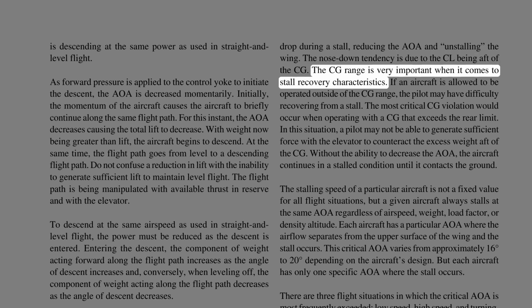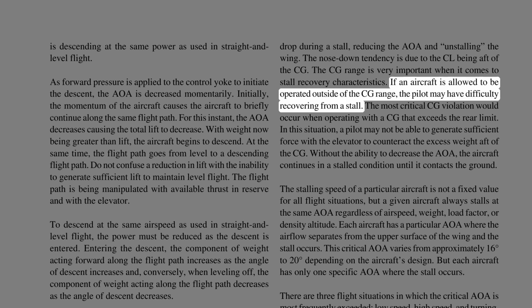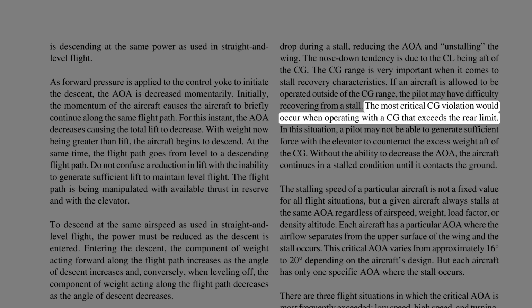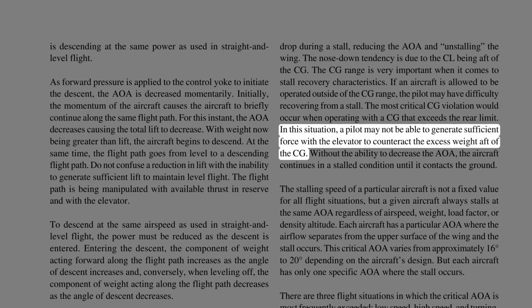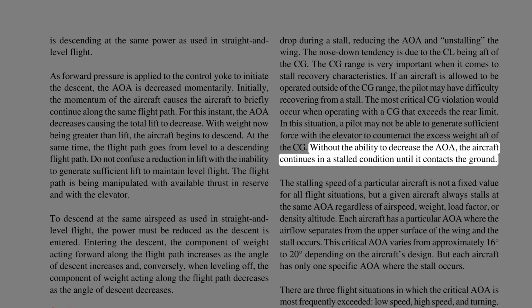The CG range is very important when it comes to stall recovery characteristics. If an aircraft is allowed to be operated outside of the CG range, the pilot may have difficulty recovering from a stall. The most critical CG violation would occur when operating with a CG that exceeds the rear limit. In this situation, a pilot may not be able to generate sufficient force with the elevator to counteract the excess weight aft of the CG. Without the ability to decrease the AOA, the aircraft continues in a stalled condition until it contacts the ground.